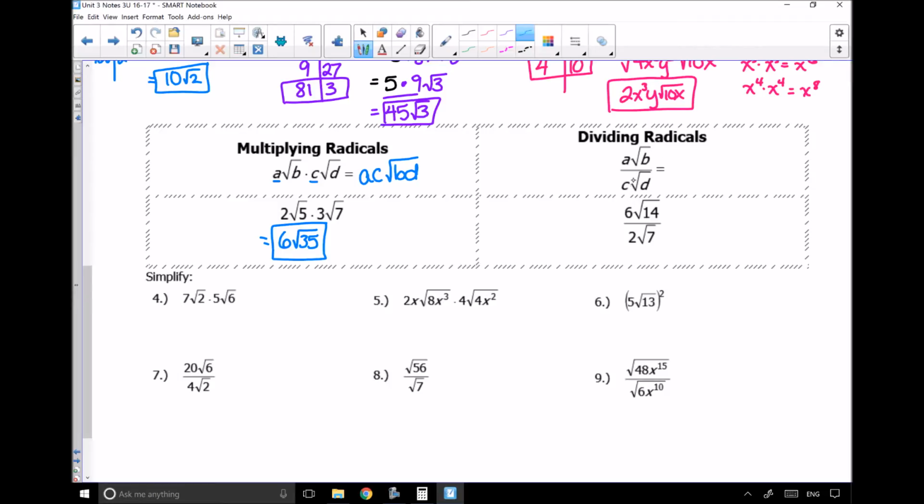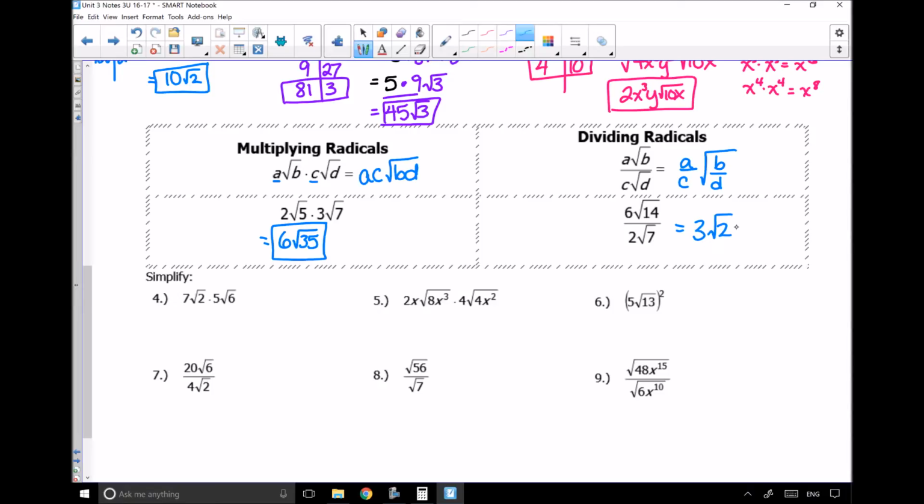Same thing with dividing radicals. I would divide my coefficients, so I would divide a by c. And then I would divide b by d, and that would all go under my radicand, okay? And then I would simplify again if possible. So let's look at this right here. All this is saying is my coefficients are 6 and 2. When I divide them, I get 3. And then I would divide 14 by 7, which is 2, but they're both under the radical, so my answer would be 3 root 2.